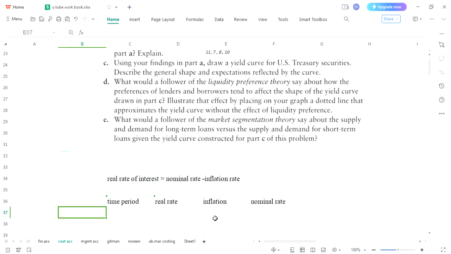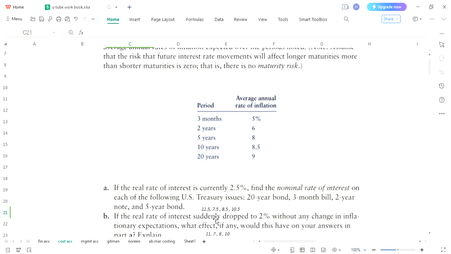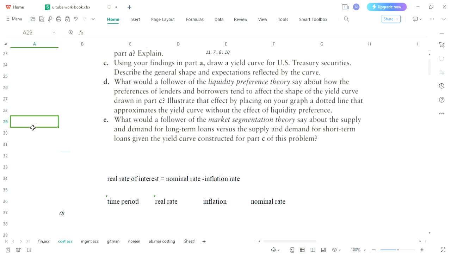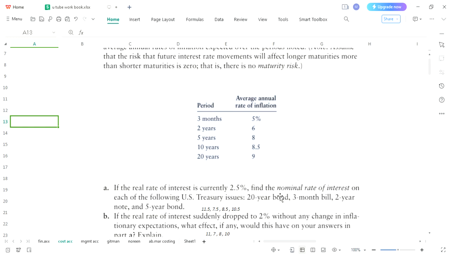So let's talk about the first option. What is our requirement? Find the nominal rate. Here we need to calculate this nominal rate, that is our requirement. Currently 2.5% is the real rate. The US Treasury issues a 20-year bond, 3-month bond, 2-year note, and 5-year bond. So these are the different periods mentioned over here. The reference of inflation is already present.